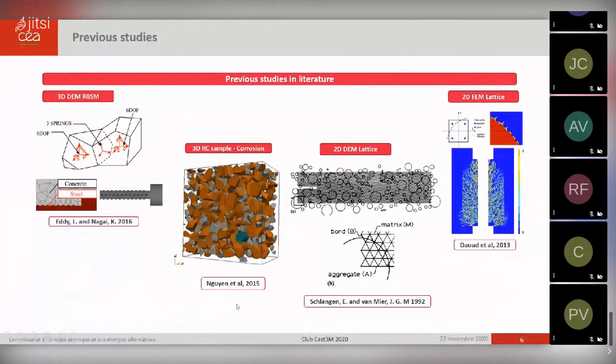An interesting approach for modeling a sample was also used in a study aimed at corrosion, where concrete aggregates were considered as complex polyhedrons, and the whole sample was divided into 3 different materials.